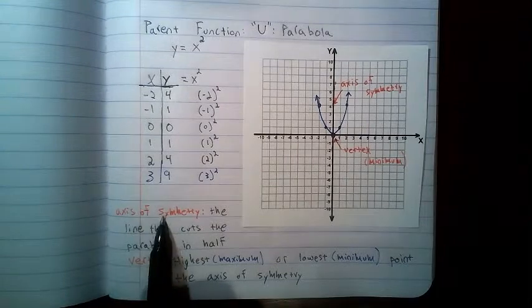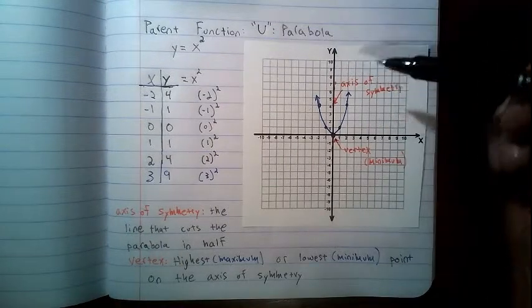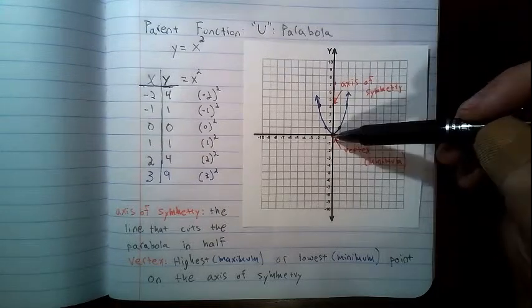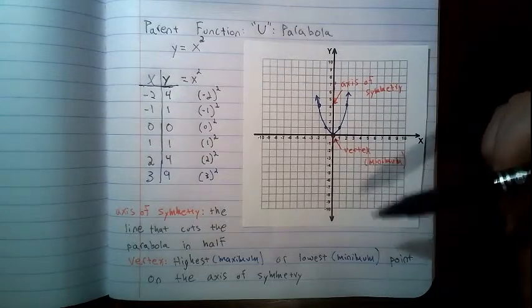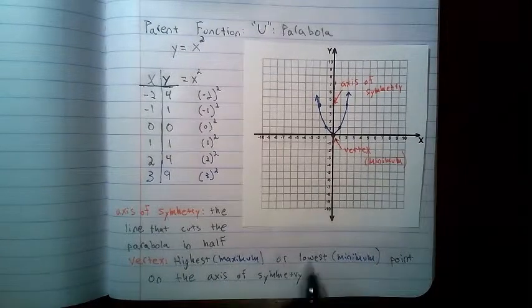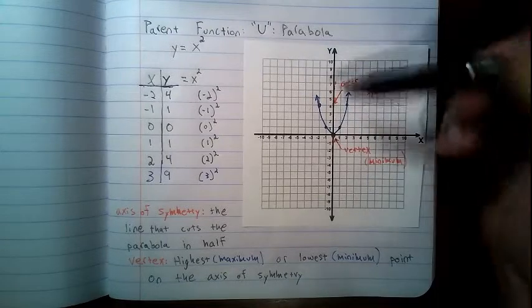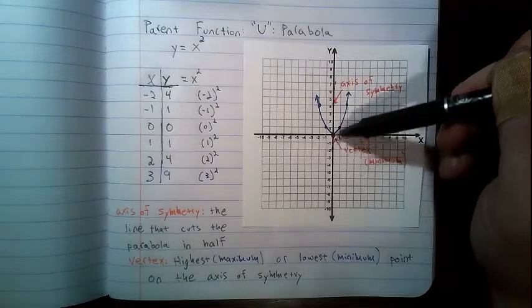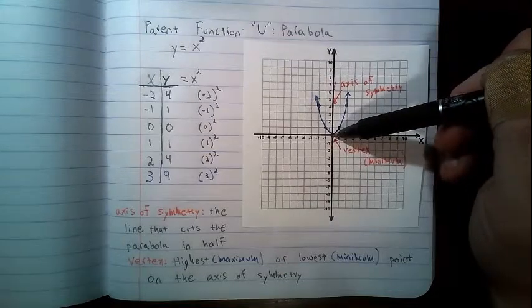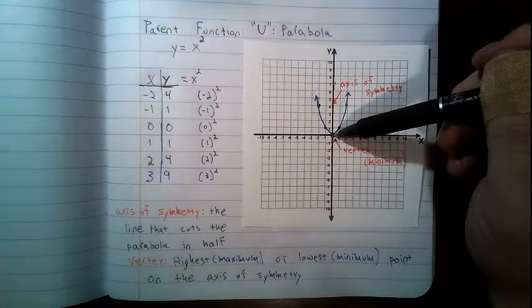Axis of symmetry, that's the line that cuts the parabola in half. Right, so this half is a reflection of this half. And the vertex, it would be the highest, called the maximum, or the lowest, called the minimum, point on the axis of symmetry. So if it's symmetrical here, we have a point on it, and this is a lowest point, so we call that a minimum.